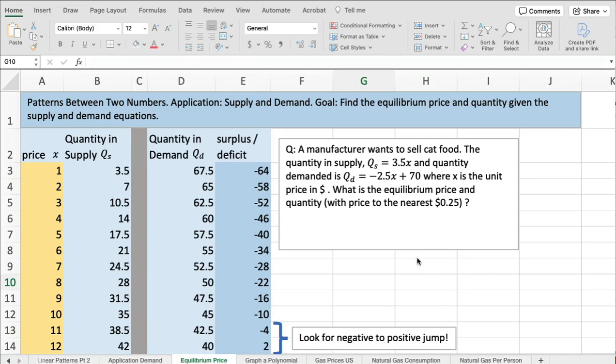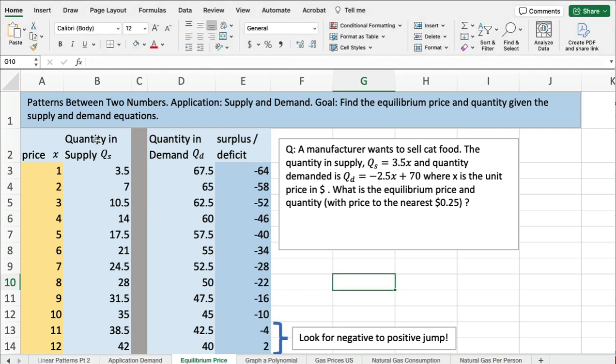We're going to do an application problem involving linear equations. It's a problem of equilibrium between supply and demand. What you see here is a column for the price, which is going to be X this time. It's the only time that we're going to have X being the price.